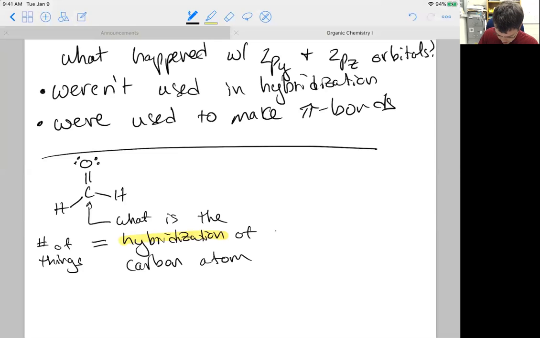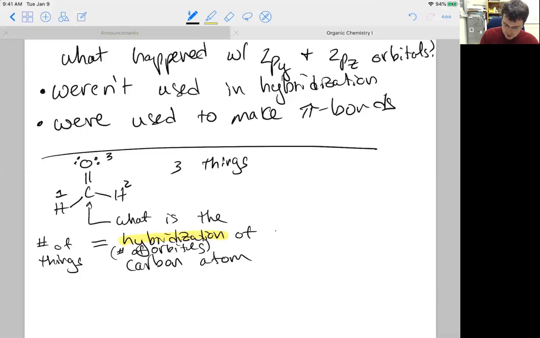And really, that equals the number of orbitals. So the number of orbitals that we need out of 2s, 2px, 2py, and 2pz for the central carbon atom in formaldehyde is equal to the number of things attached to that carbon atom. So how many things are attached to the central carbon atom? We have 1 H, 2 H, and 3 O. So we have 3 things.